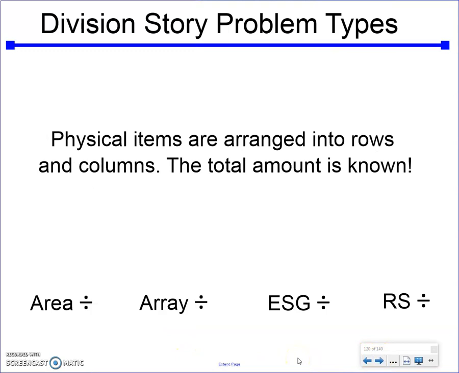And what kind of story problem would this be? Physical items are arranged into rows and columns. The total amount is known. I agree. If you have physical items being put into rows and you know the total, it's clearly array division.